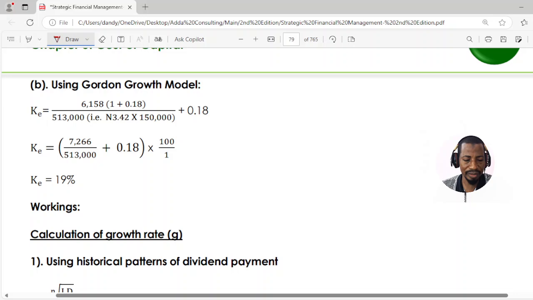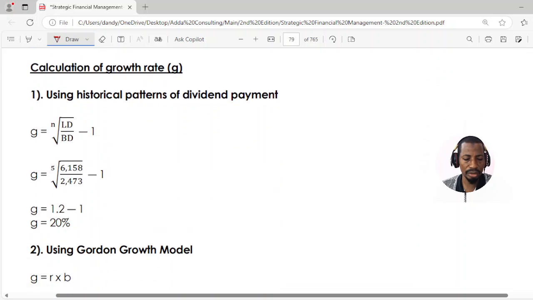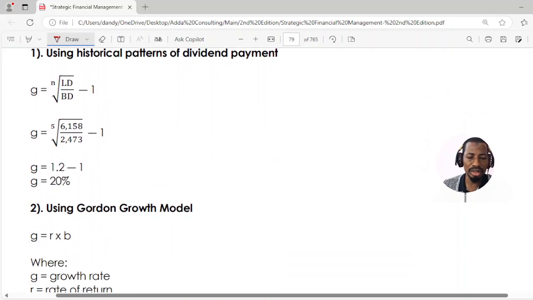So working number 1, using the historical pattern of dividend payment, because I'm given the history of dividend paid in the first year and also in the current year. So I'm supposed to use this formula. The current year dividend is 6,158 naira. The dividend paid 5 years ago is 2,473 naira. 5 years ago is the n. So 5 into square root of 6158 over 2473, all minus 1.